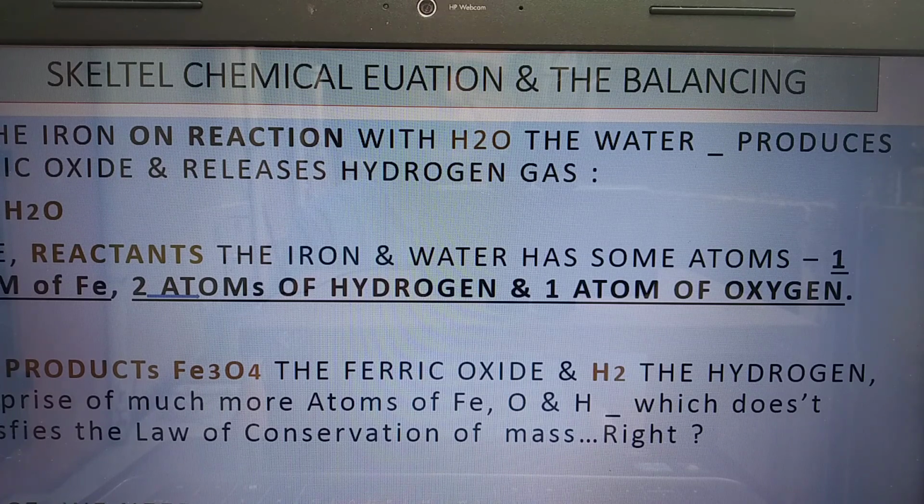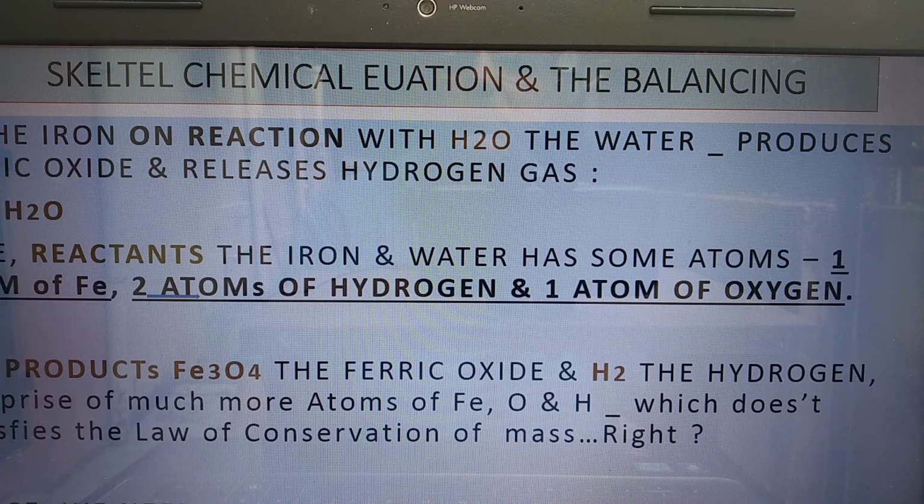The products are Fe3O4, which is termed as ferric oxide, and hydrogen. These are the products on reaction of Fe and H2O. These products, Fe3O4 and H2, comprise many more atoms of Fe, that is iron, oxygen and hydrogen. We can see here Fe has 3 atoms, oxygen has 4 atoms, hydrogen has 2 atoms.